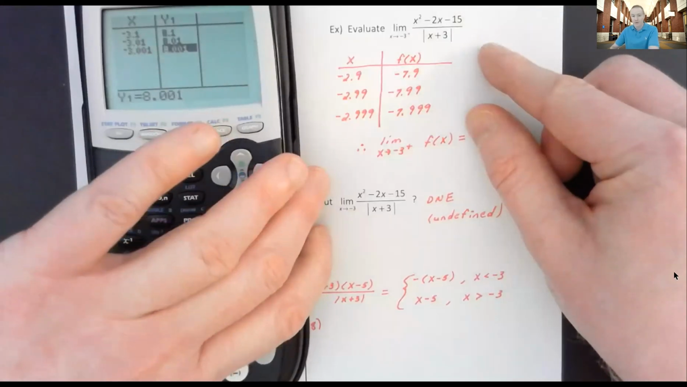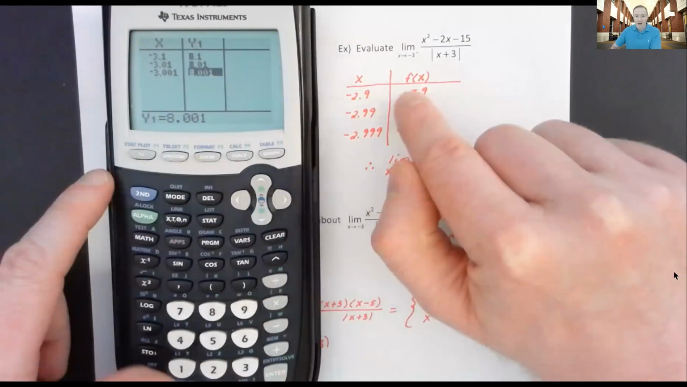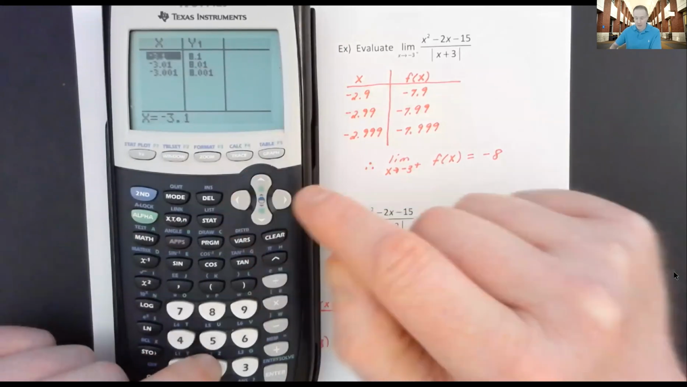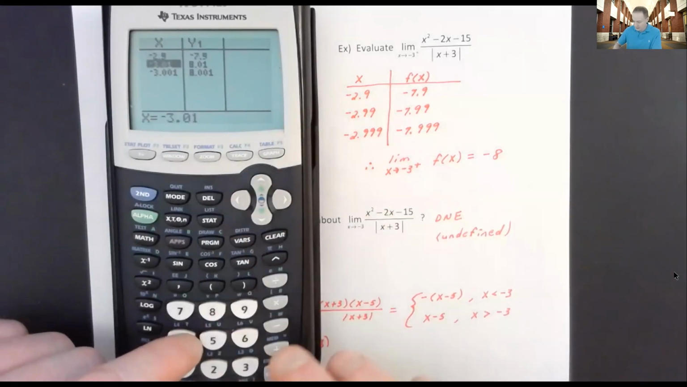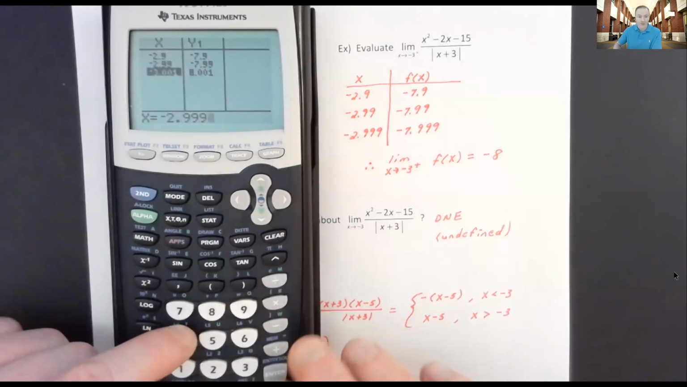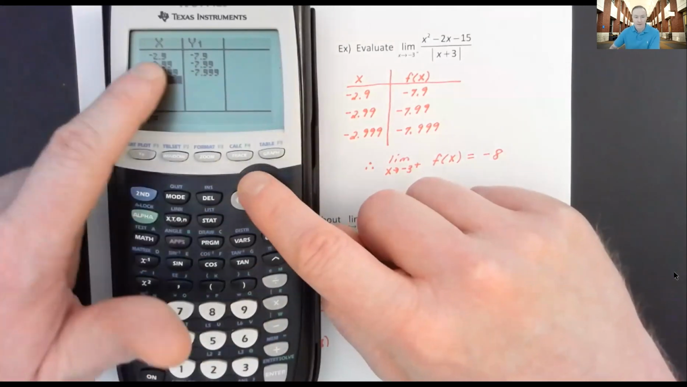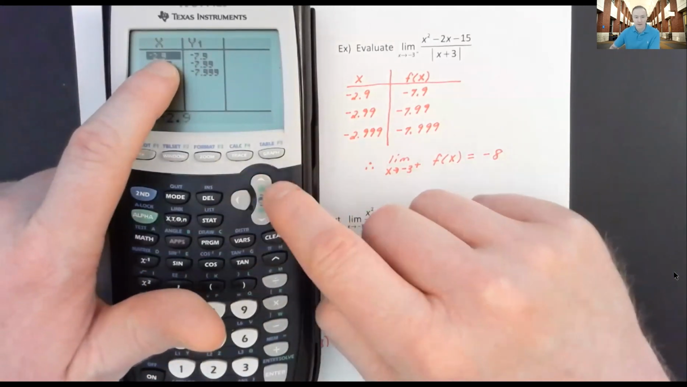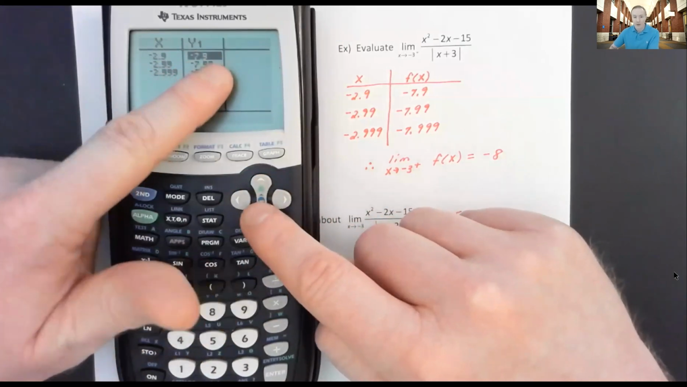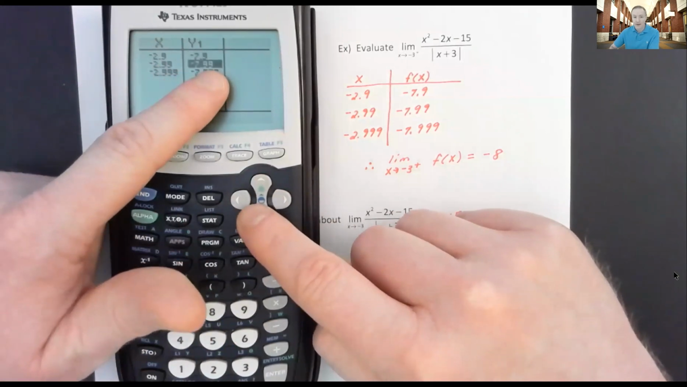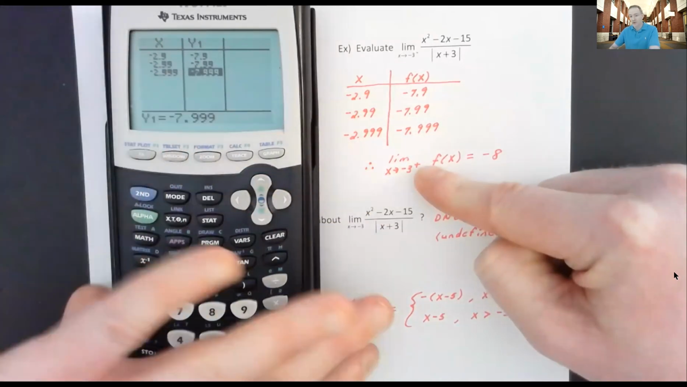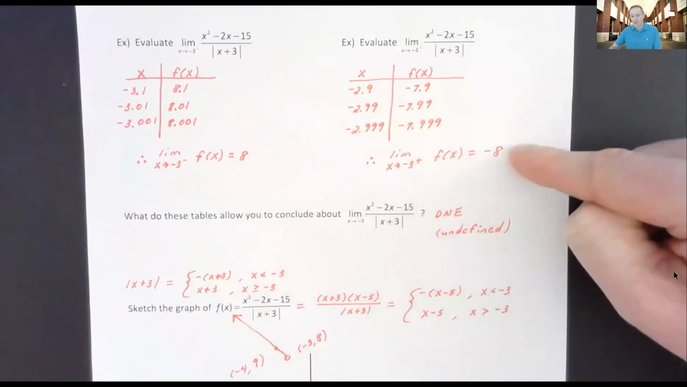Now, notice my right-hand limit here. It's the exact same function, so all I need to do is just change these x values: negative 2.9, negative 2.99, and negative 2.999. This is approaching on the right. So here I'm 1/10 of a unit to the right, here I'm 100th of a unit to the right, and here I'm 1,000th of a unit to the right. The closer I get, the closer that number is getting to a negative 8. So I can say the limit as x approaches negative 3 from the right of this function is negative 8.